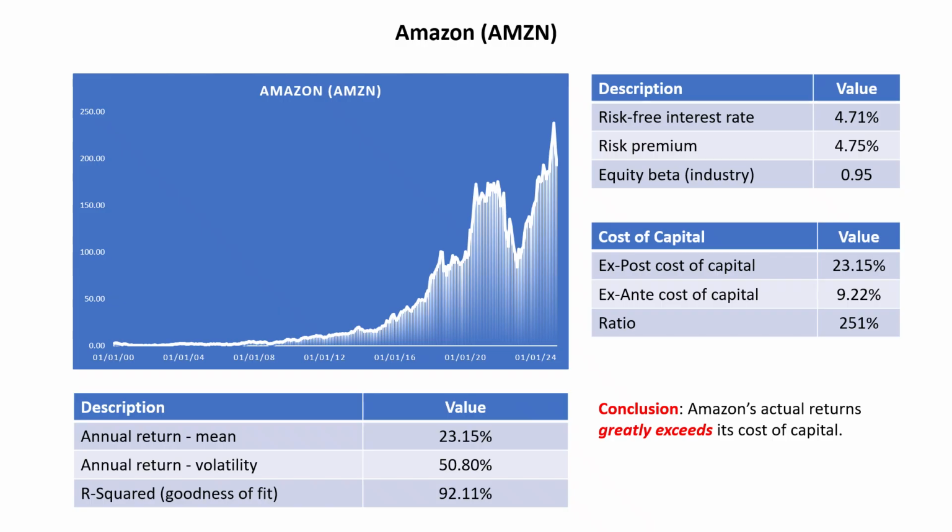So if we look at the very bottom table, we can see the annual return mean of 23.15%, which is great. Annual return volatility of 50.8%, and the R squared is 92%. So that would indicate that the model is a very good predictor of future share price. So we can come to the conclusion that Amazon's actual returns greatly exceed its cost of capital. So at least in the past, it has been a good investment, and you may or may not want to impute those returns in the past to the future.